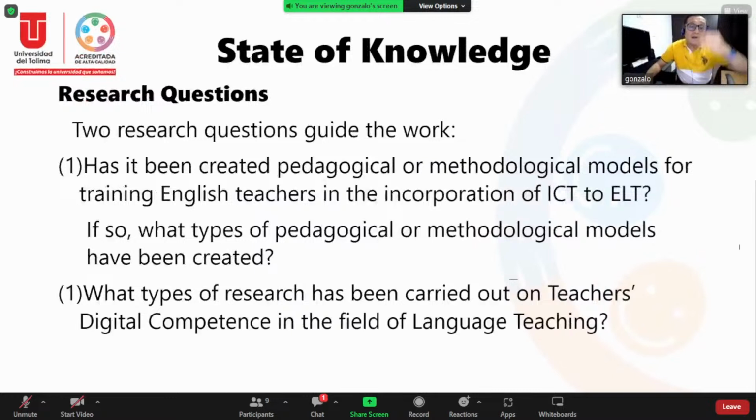So in that order of ideas, I posed these two questions for the literature review. The first question has to do with finding out if there are pedagogical models or methodological models for training teachers in the incorporation of ICT to ELT? And if there are those models, what type of models are there? Basically, those are the two questions that I posed.